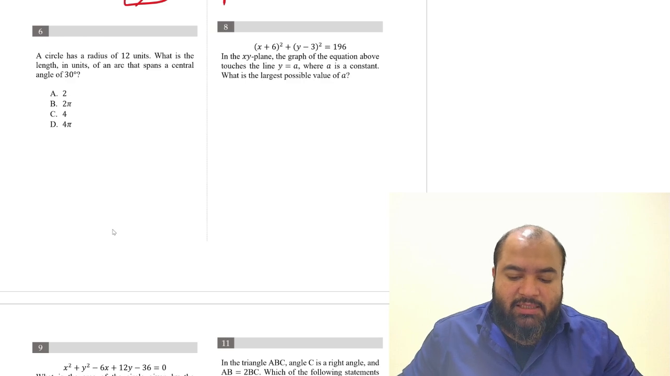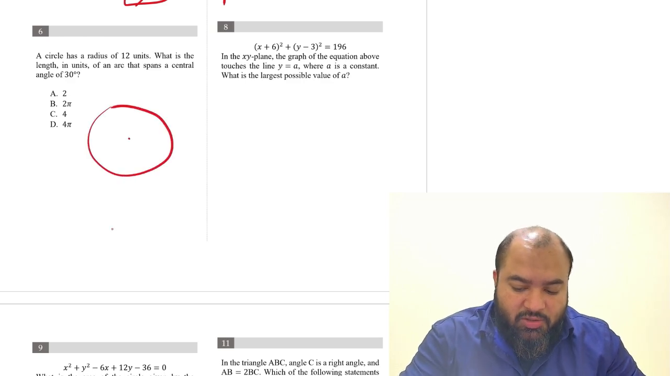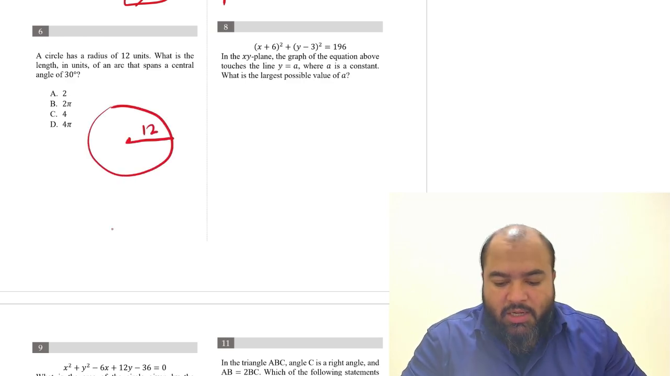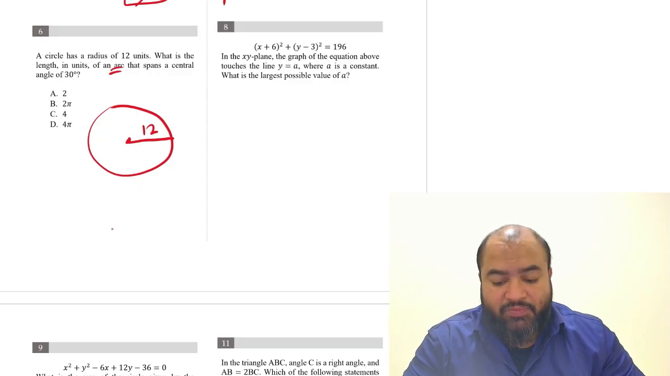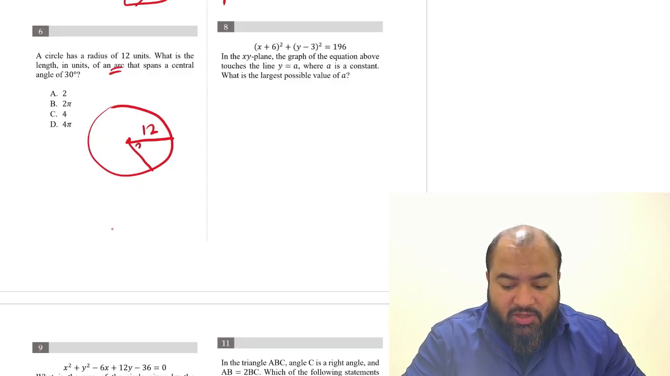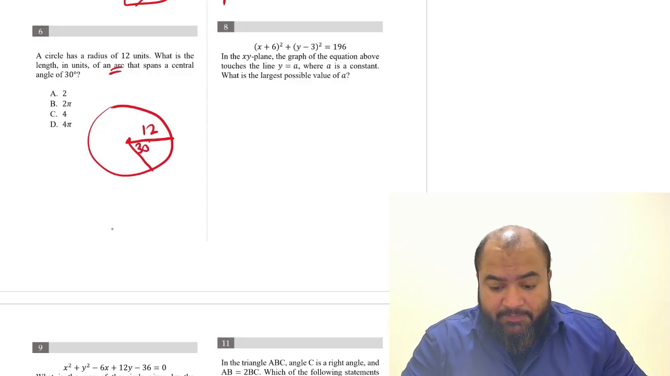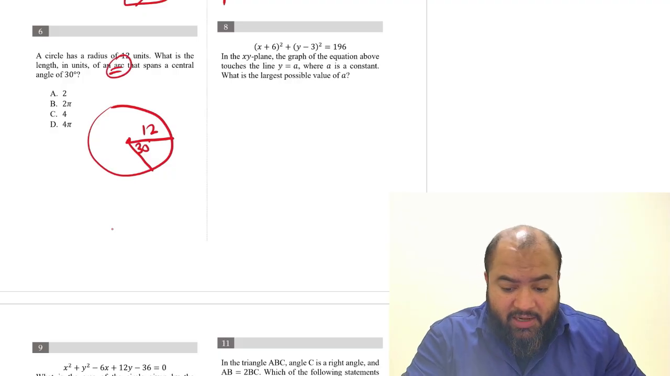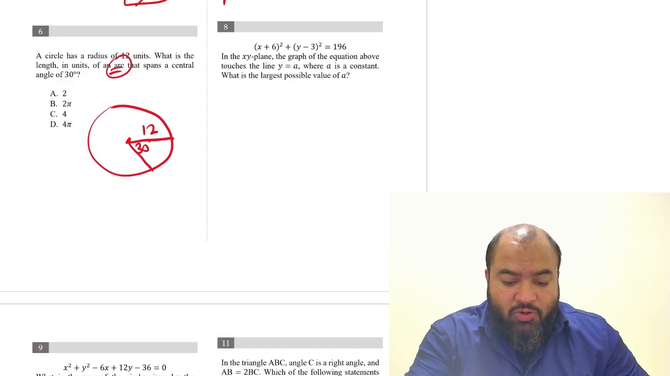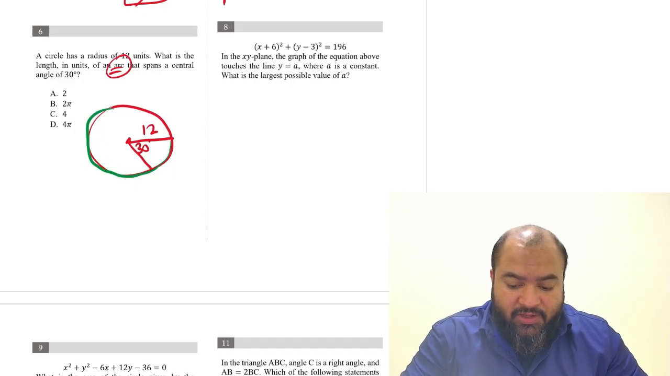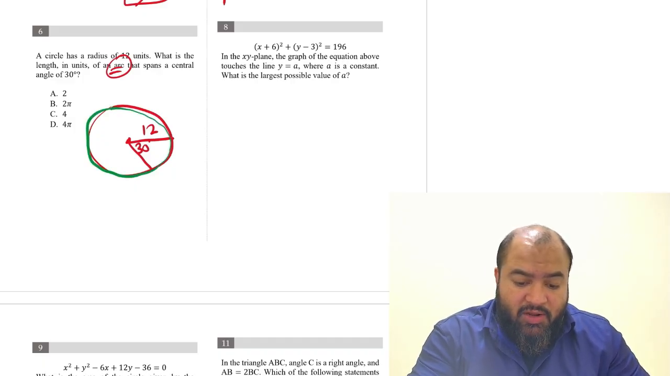6. A circle has a radius 12. So we're going to draw the circle, radius 12. What is the length in units of an arc that spans a central angle of 30 degrees? So this is a 30 degree central angle, right? Now they said, what is the arc in terms of pi? So first of all, let's find the total circle, the circumference of this circle.